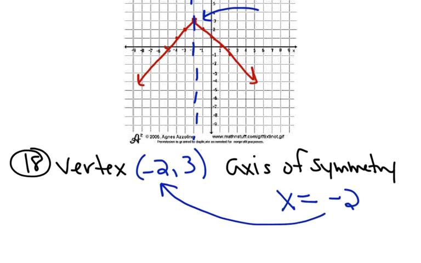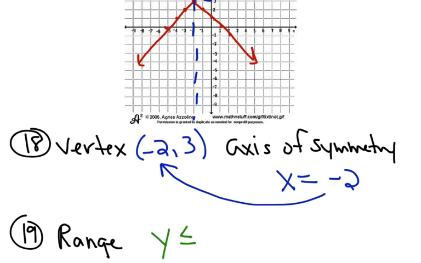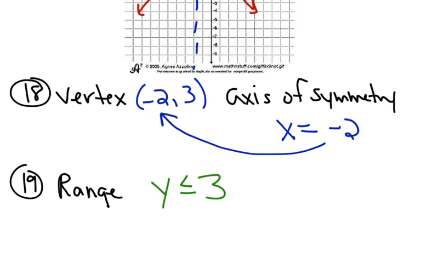The second thing that we want to do with this is determine the range. Oops, not number 20. Remember the range, the y values. The domain of absolute value graphs is always all real numbers. Every number can get plugged into the equation, but not every number can come out. Since this graph opens down, the range is going to be y is less than or equal to its highest point. Well, its highest point is 3. All the rest of the graph is below that. Hence the reason the range is y is less than or equal to 3.